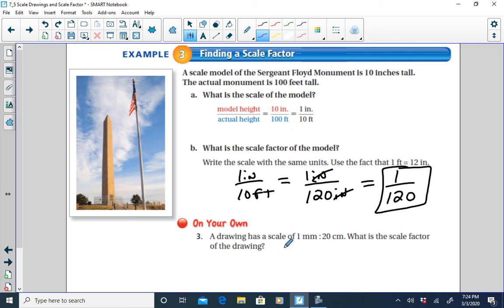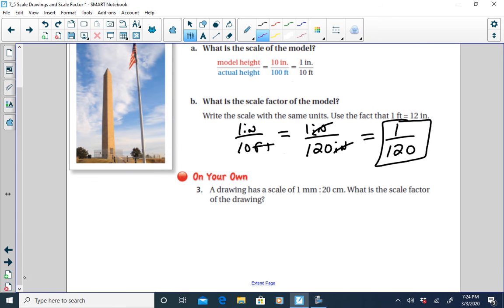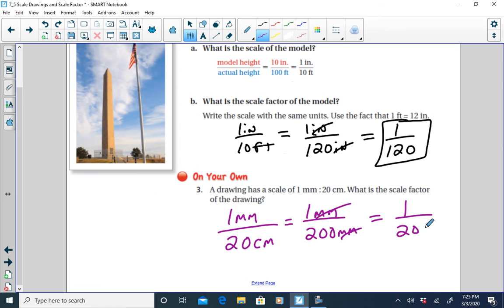If a drawing has a scale of 1 millimeter to 20 centimeters, what's the scale factor of the drawing? So the scale is 1 millimeter is the same as 20 centimeters. Now we know that every centimeter is 10 millimeters. So that's the same as 1 millimeter over 200 millimeters. They're going to cancel out, so my scale factor is going to be 1 over 200.